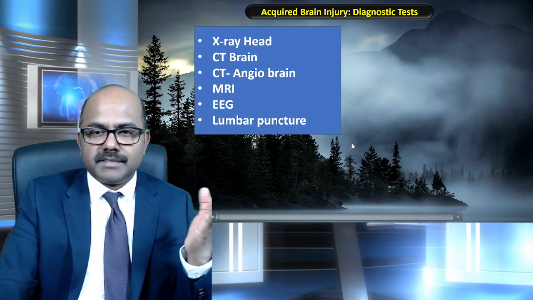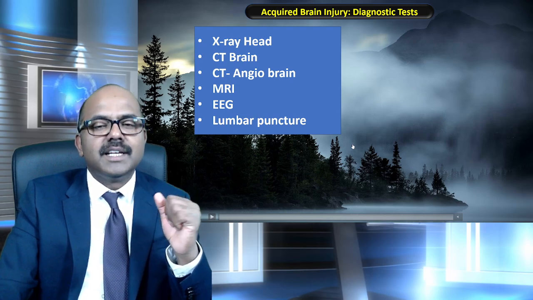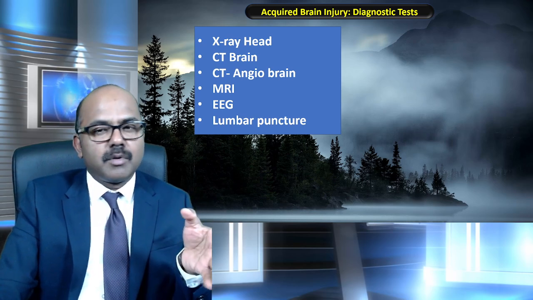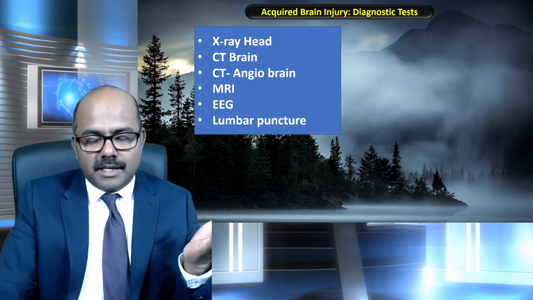Blood in the CSF indicates fractures and head injury, and if the CSF has high protein and sugar and things like that, it indicates an infection.